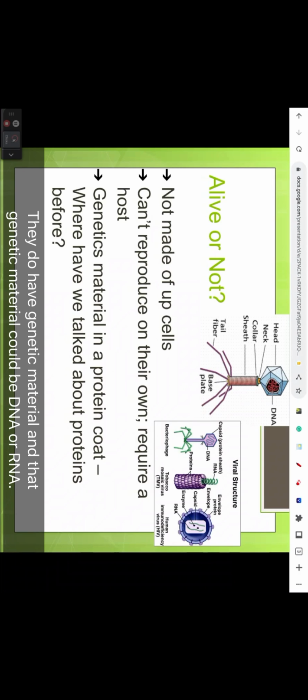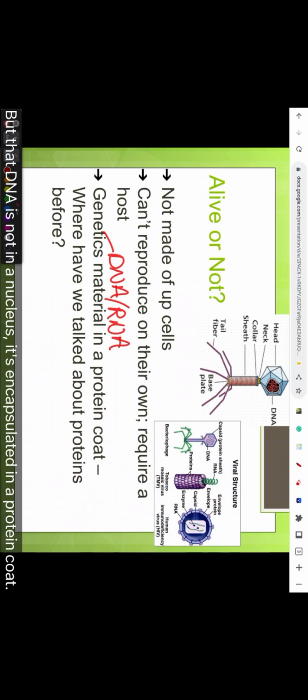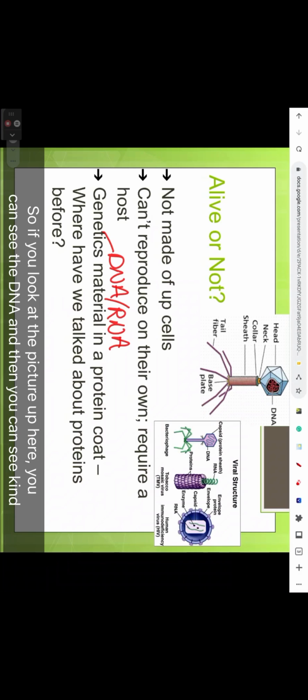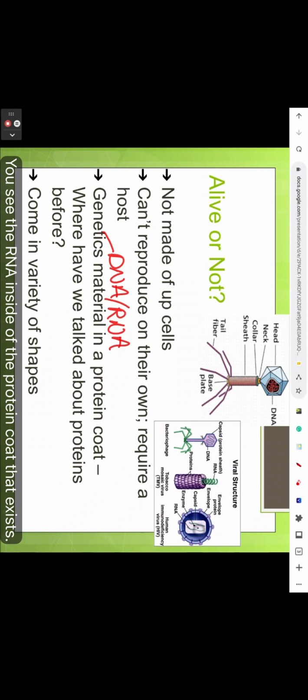They do have genetic material, and that genetic material could be DNA or RNA. So it could be either one for these guys. But that DNA is not in a nucleus. It's encapsulated in a protein coat. So if you look at the picture up here, you can see the DNA, and then you can see the structure around it. You can also see that over on this picture. You see the RNA inside of the protein coat that exists.